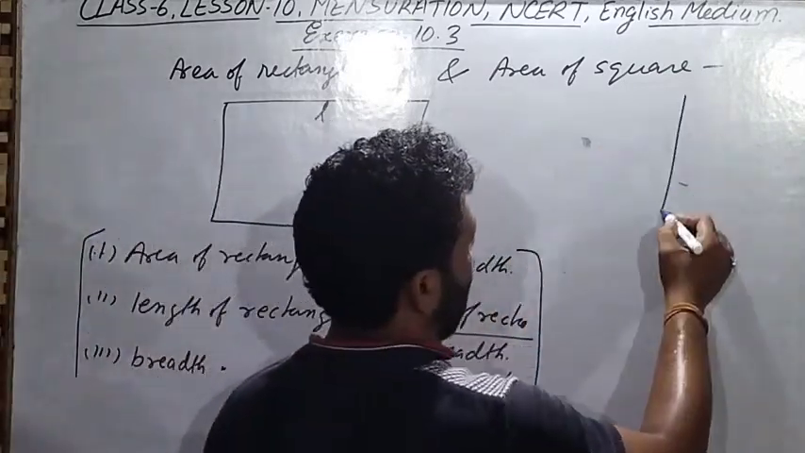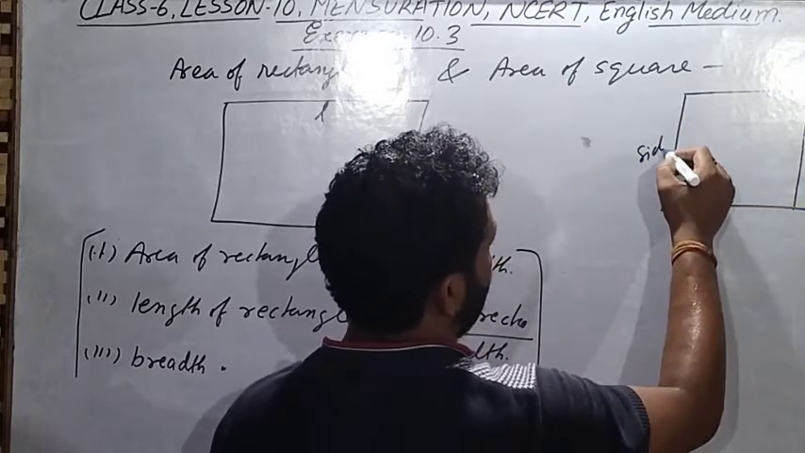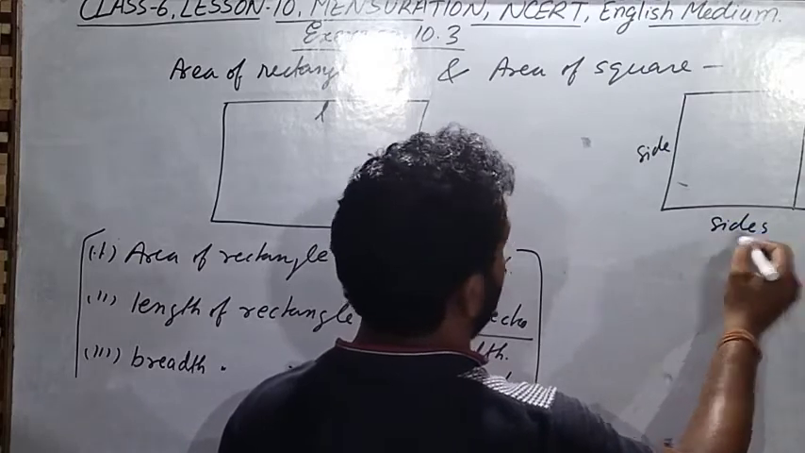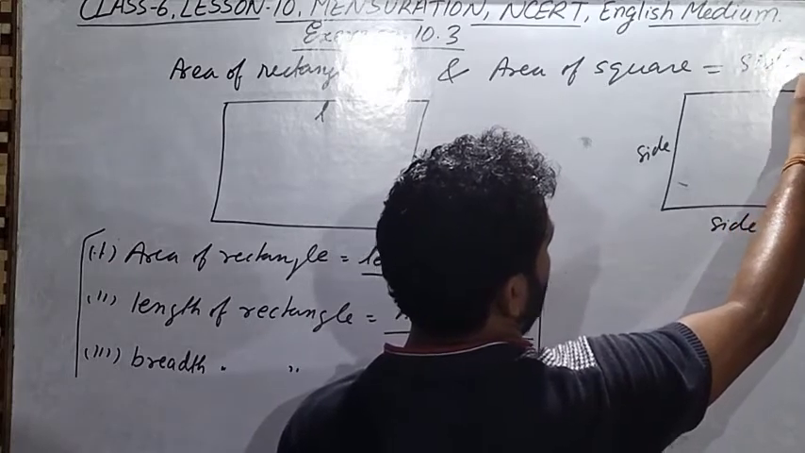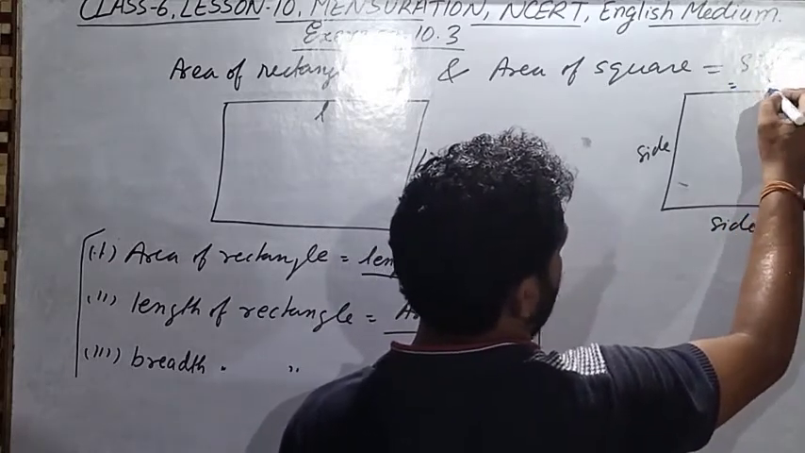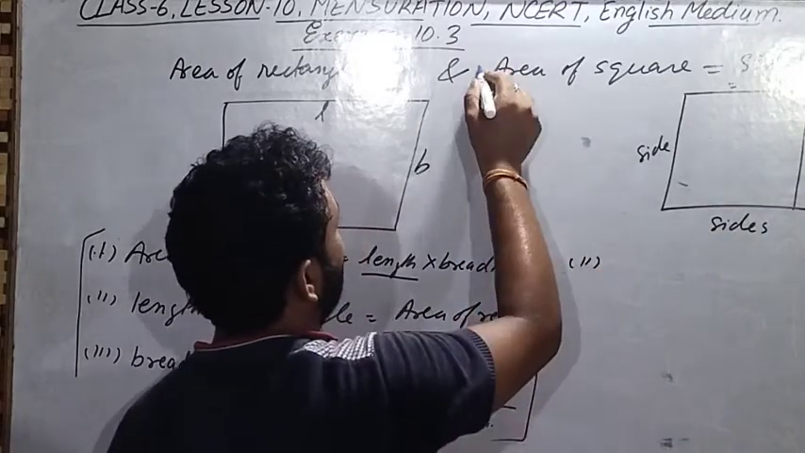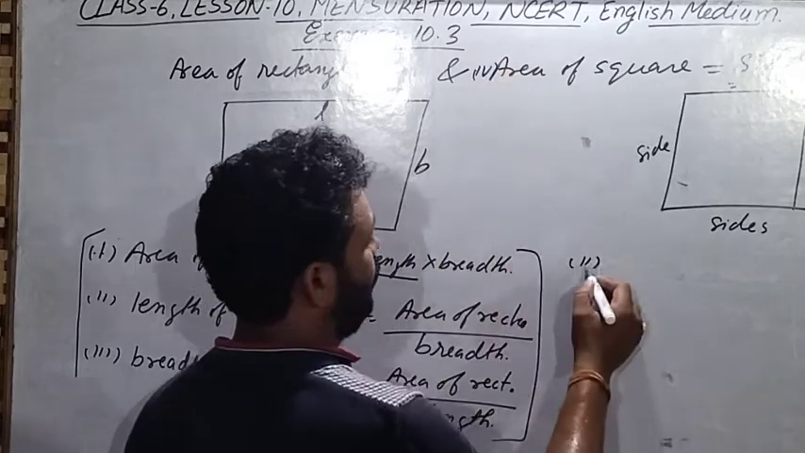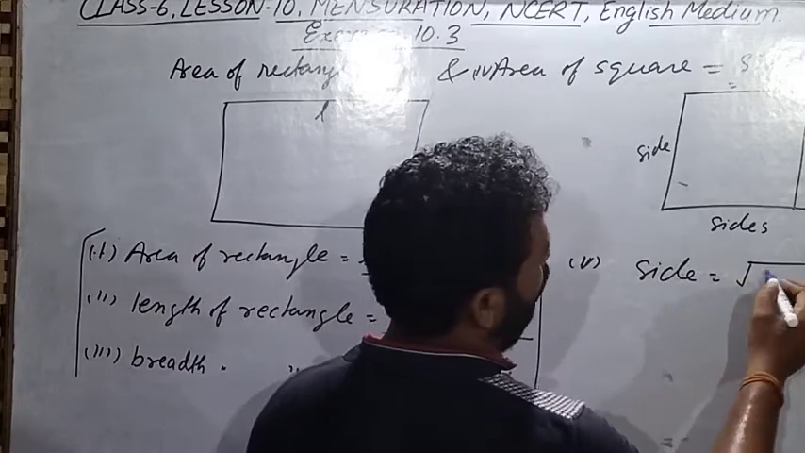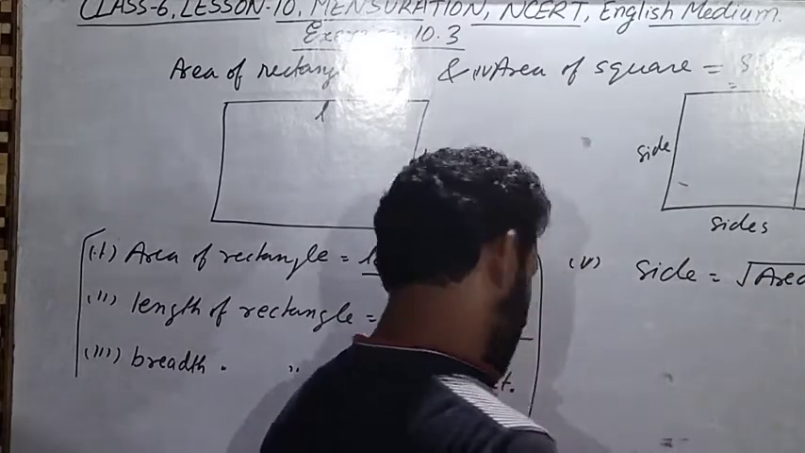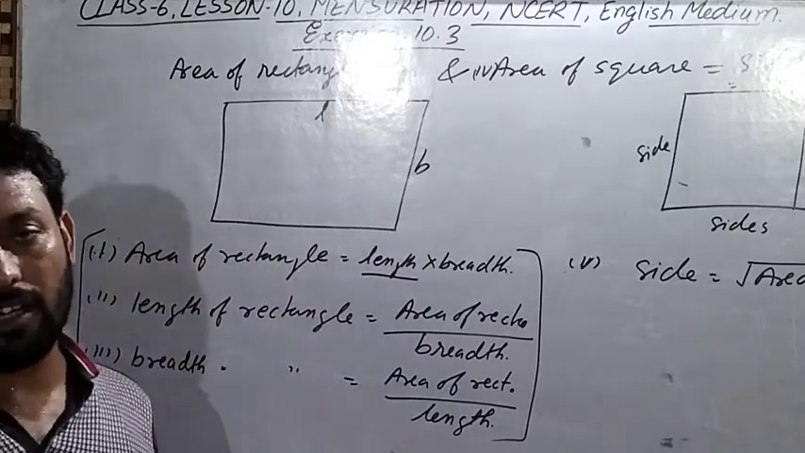In case of square, we know that square is a four-sided figure whose all four sides are equal. So area of square is equal to side into side, or we can write side square. This is the fourth formula, and the fifth formula is for finding side: we find the square root of area. So please note down these formulas, learn it by heart.